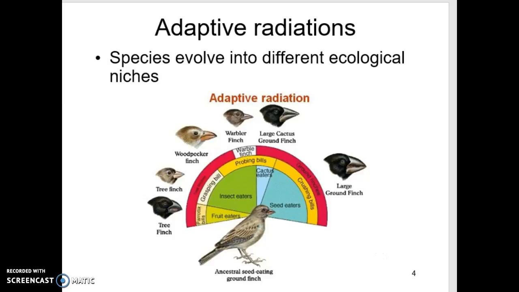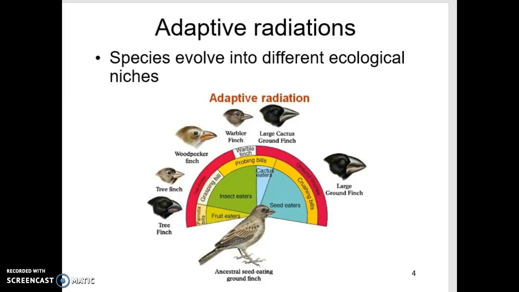All right, so the example we're looking at here, the picture, is of the finches on the Galapagos. Okay, so there's this ancestral ground finch that was a seed eater. Somehow some of those birds made it out to the Galapagos, they get to the islands, and over time their offspring, their descendants, etc., start to adapt to different food sources. Some keep eating seeds, some adapt to eating fruits, some adapt to eating insects, some adapt to eating cactus, etc. And they start this adaptive radiation process where they're evolving into different ecological niches.